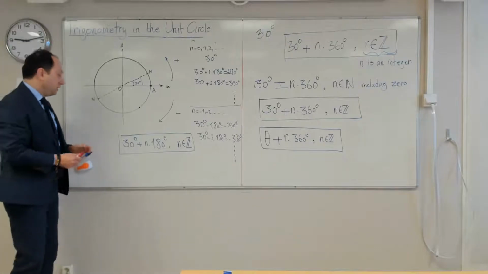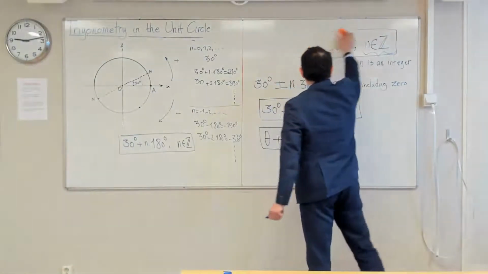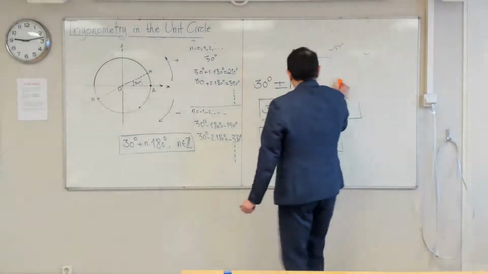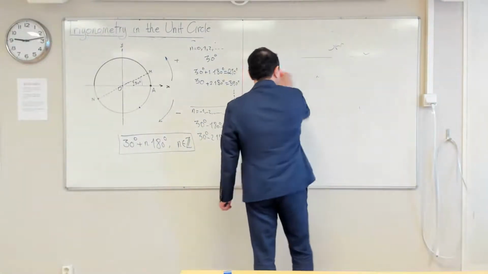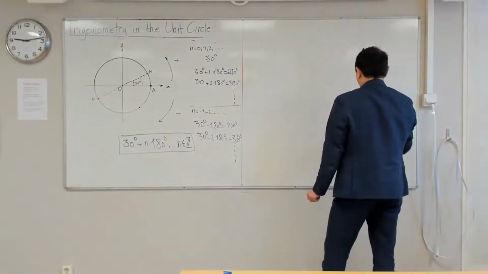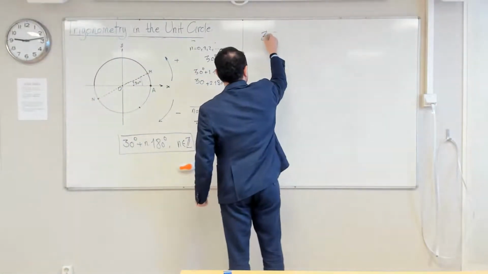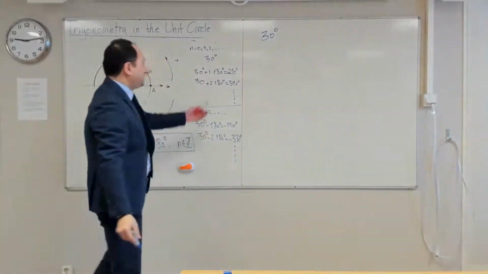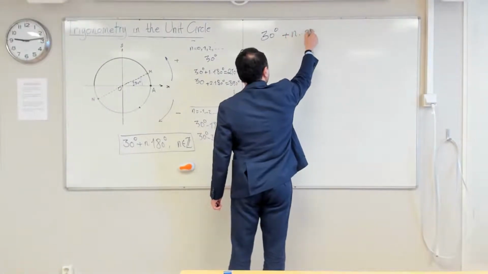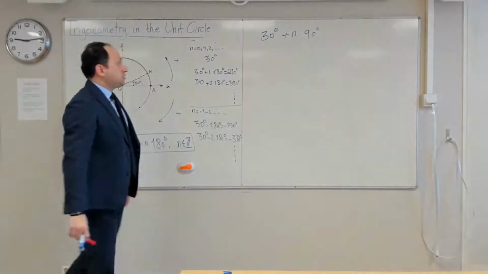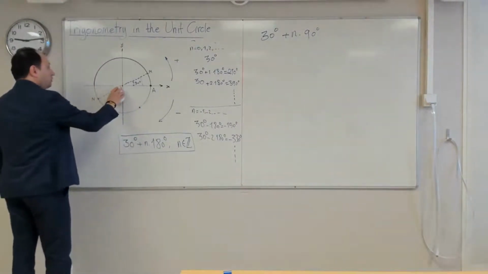Yes? For example, let me consider this scenario. What do you think about this scenario? Let me write this formula for you. I would start with 30 again. By the way, I have chosen to start with 30, but there's nothing particular about 30. So let me consider this scenario: plus n times 90 degrees. So how many points on the unit circle are there? 4 points. Yeah, this becomes 4 points. Do you agree?